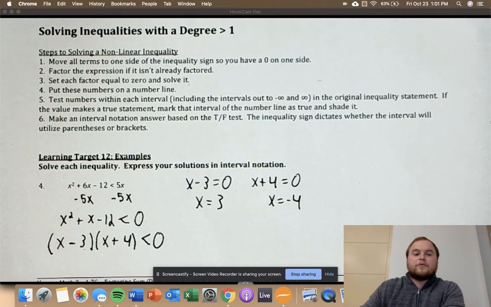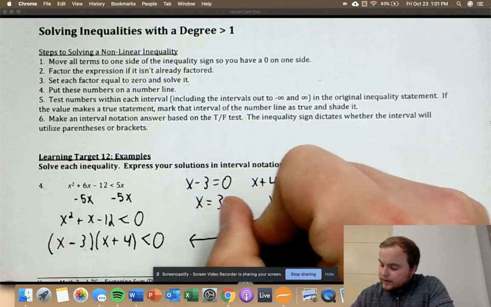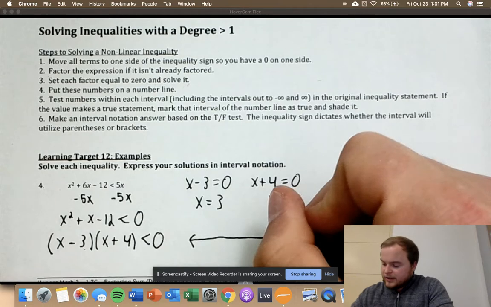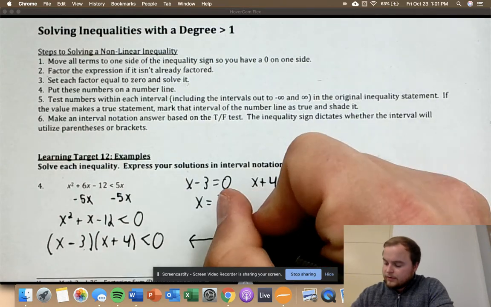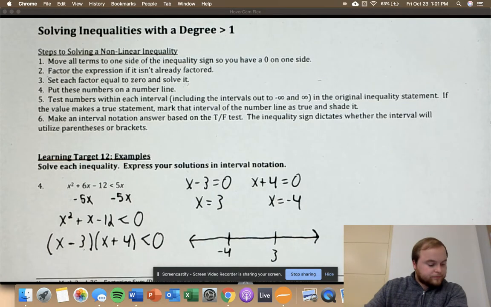Step number 4, put these numbers on a number line. So I'm going to have my number line here, and you don't have to draw a super detailed number line. I'm just going to have one where we have 3 and negative 4, and that's all we need on there.